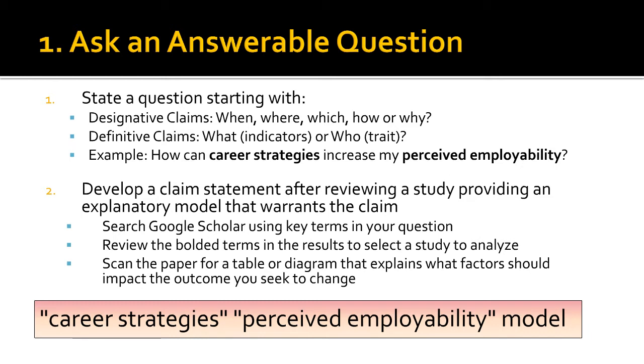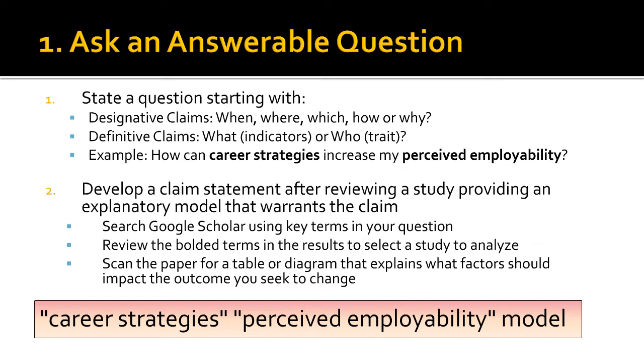An example of a designative claim would be, how can career strategies increase my perceived employability? By asking the question in this manner, we can identify the factors, career strategies, and perceived employability that we wish to connect using the claim. Career strategies being the causal factor and perceived employability being the outcome factor.